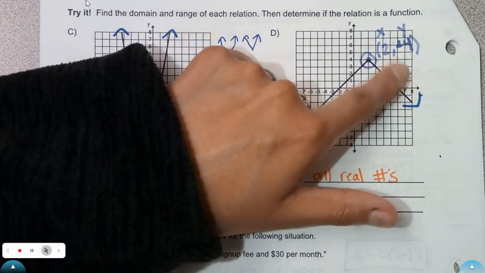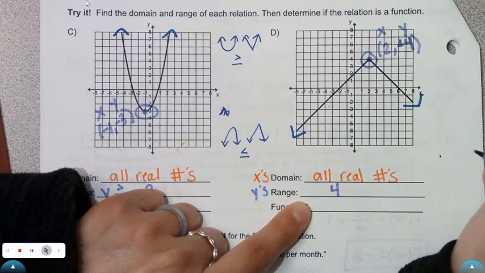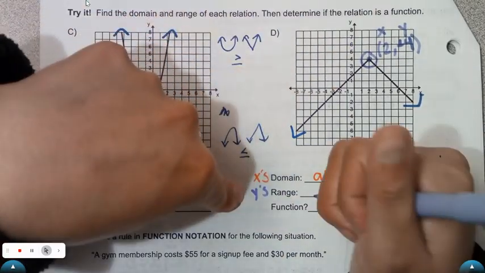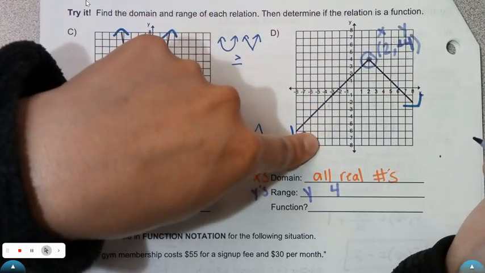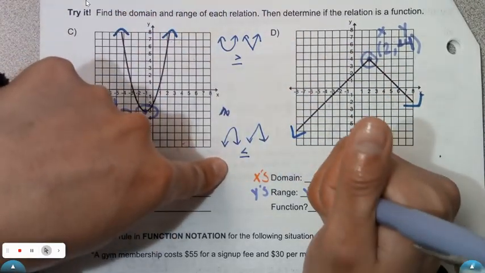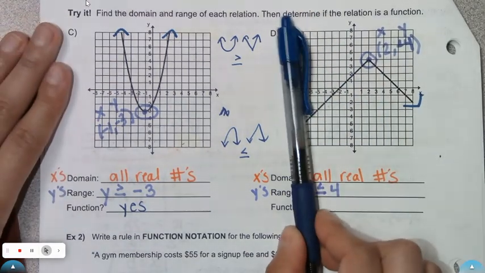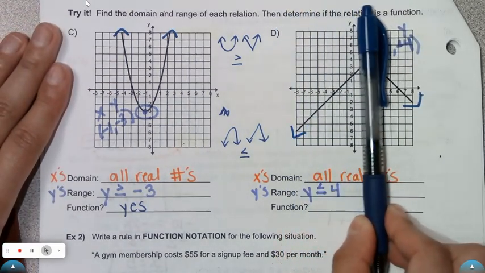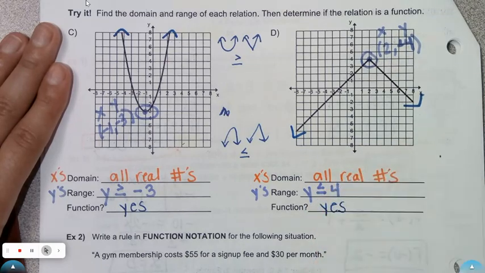The 4, because that's my y, is part of my answer. So I'm going to write 4 here. Okay? Because range is the y's, I'm going to put the letter y. And because my graph is pointing downwards, it's less than or equal to. If I take my pen or pencil, there are no points on top of each other. So this is a function. So yes.